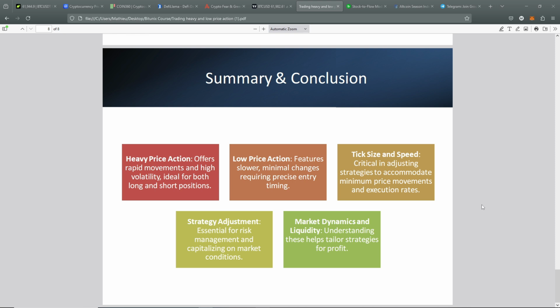That's going to be it for today. You can take a look at this conclusion page, which talks a little bit about what we discussed.